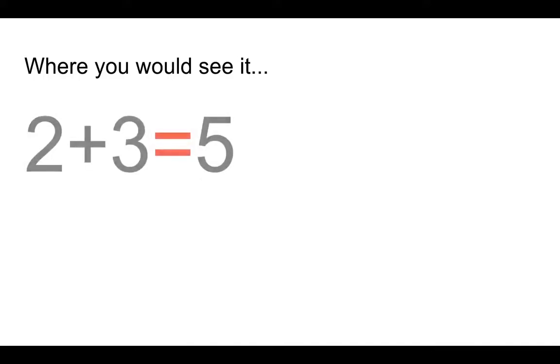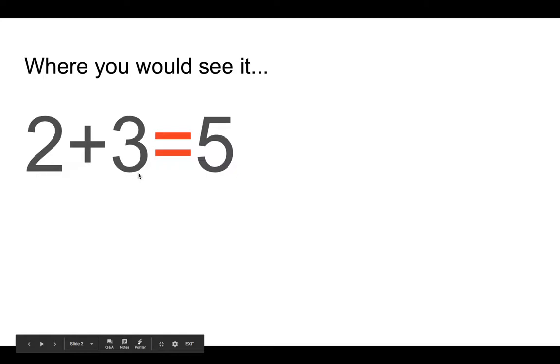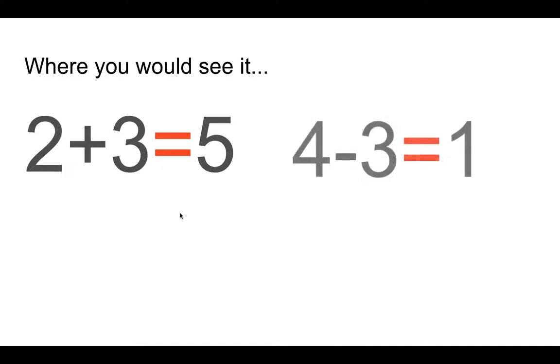One example might be in an addition equation. An equation means it's a number sentence with an equal sign in it. So I see over here 2 plus 3 equals 5. We have the equal sign right there in red. You might also see it in subtraction, for example, 4 minus 3 equals 1. We can see the equal sign in red there.